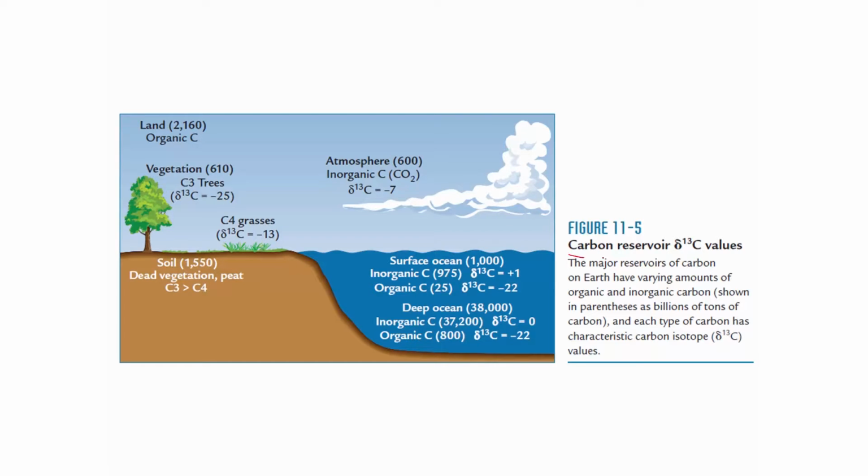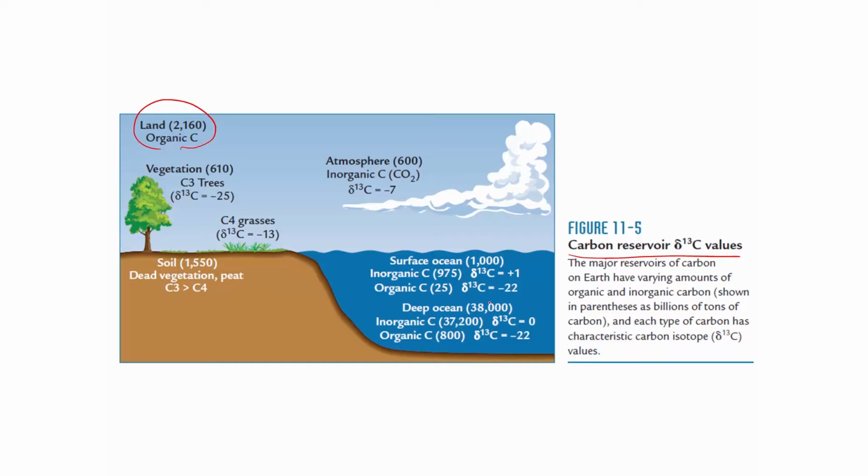So to briefly recap what we learned about carbon reservoirs, delta C13, there is organic carbon on land, in vegetation, in the atmosphere, and in the ocean. The main thing to remember is again what we learned before: photosynthesis fractionates C13 and C12. Organic matter produced by photosynthesis tends to be depleted in C13 because C12 is preferentially taken, because it's energetically more efficient to take up C12.